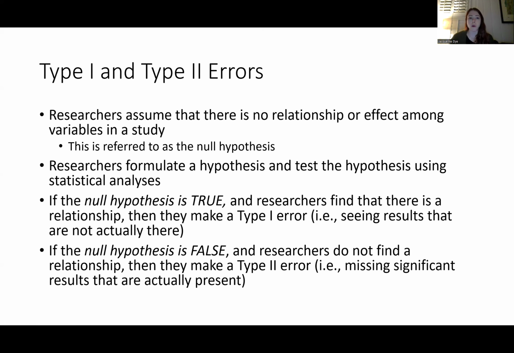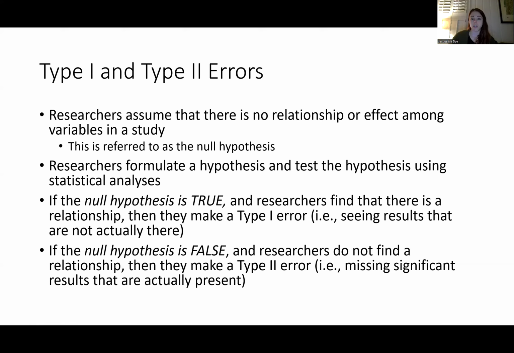So I want to talk about type 1 and type 2 errors, and we touched upon this during one of the earlier lectures. But basically, when someone is conducting research, before they run their tests, they're going to assume that there's no relationship or no effect among the variables in the study. This is referred to as the null hypothesis. So researchers will then formulate an experimental hypothesis and then test their hypothesis using statistics.